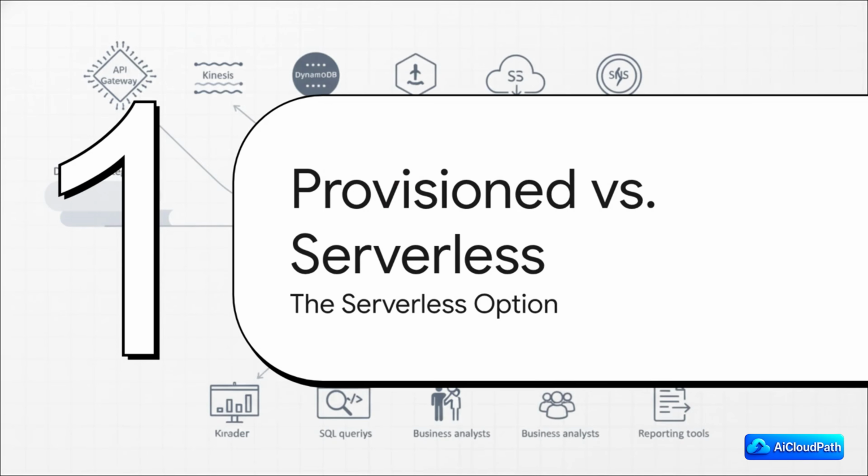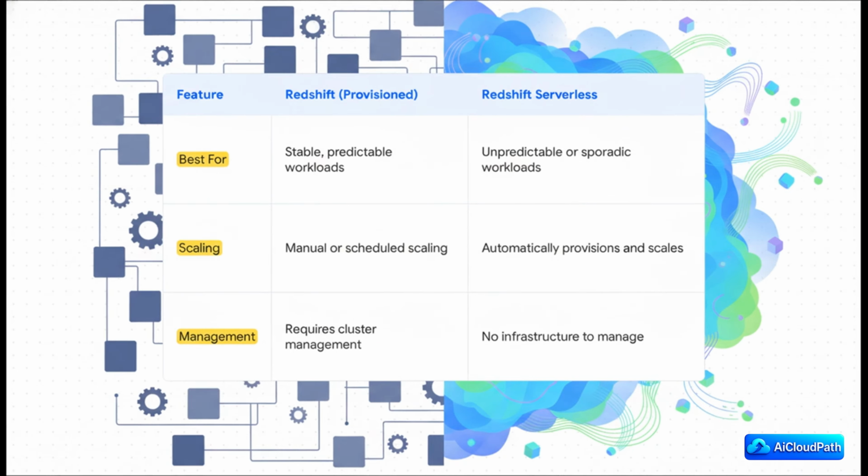All right, now that we get what Redshift does, let's talk about the two main ways you can use it. You've got two main flavors to pick from, the classic provisioned model and the newer, super flexible serverless option. This chart here really breaks it down. With the traditional provisioned model, you're the one in the driver's seat. It's perfect if you have a stable, predictable workload, because you know exactly how much horsepower you need, and you manage the cluster.